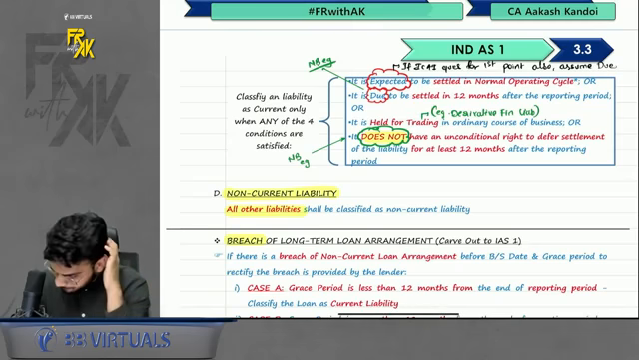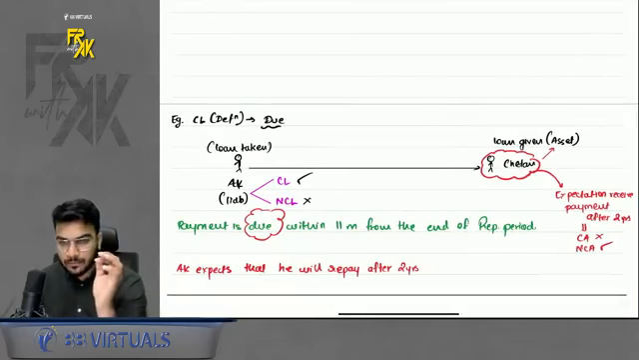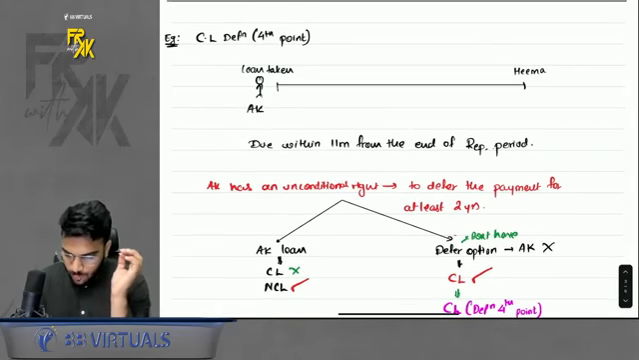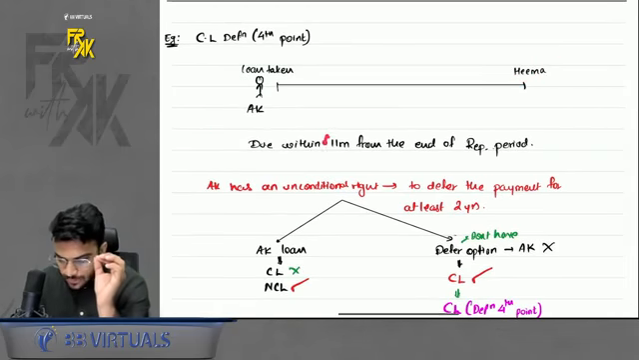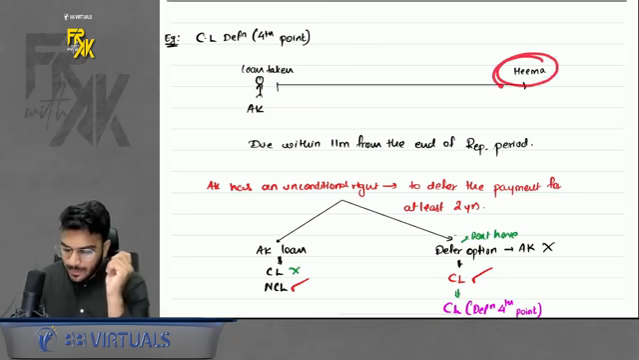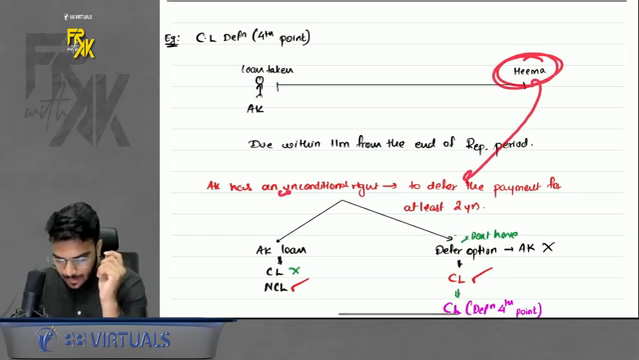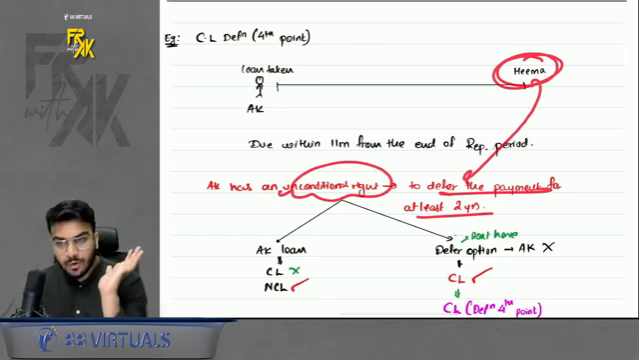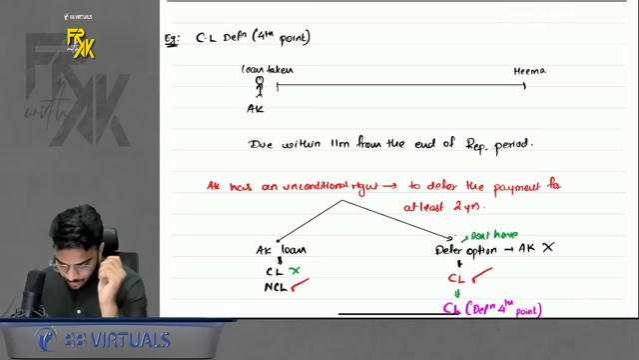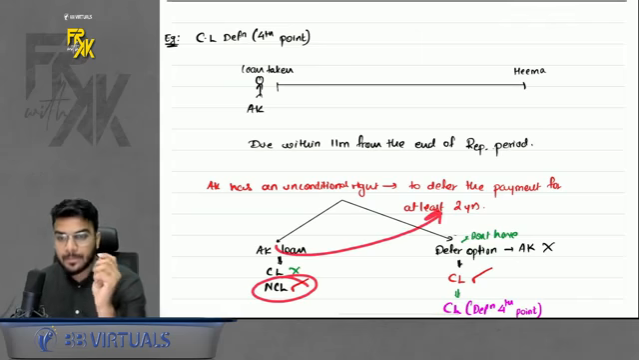Acha, 4th point. Now to understand 4th point, do you remember I gave you an example for this? See, have a look here. Let's say I took a loan from Hema, which is due within 12 months from the end of reporting period. So it is normally current, but Hema, being a nice person, gave me an unconditional right to defer the payment for 2 years. If AK has such right, can I say the loan will be non-current? Because now AK will make the payment after 2 years.